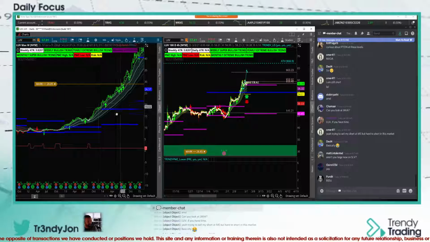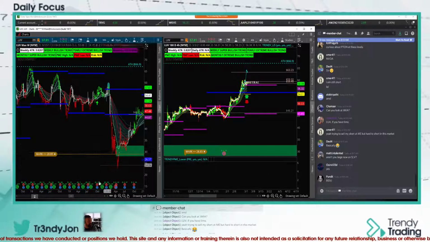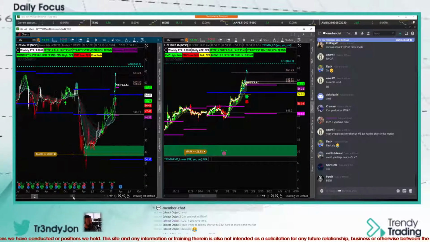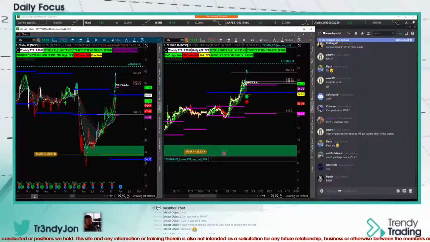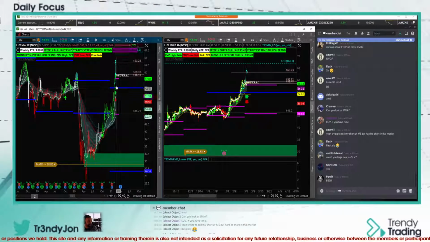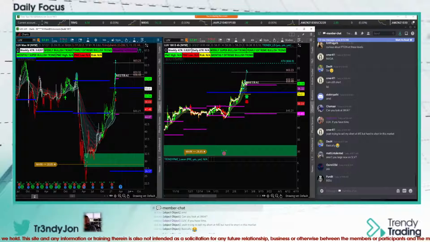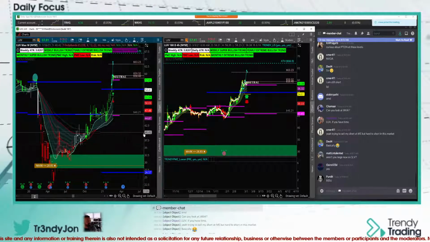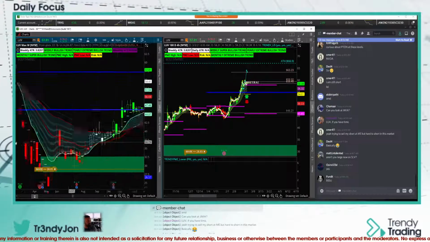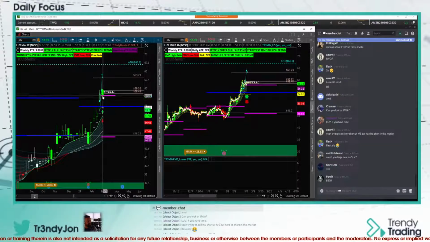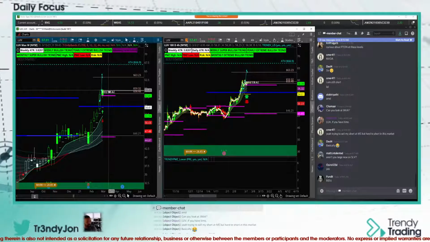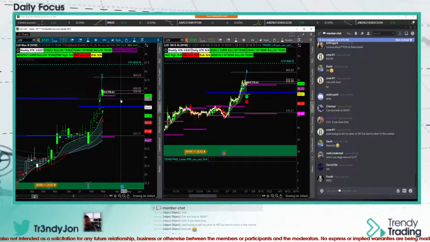What I'm looking for in these cruise lines and airlines is just a really big break to the upside. We got some nice candles a couple weeks ago. Now we're just basing in here, and I'm looking for that continuation. This is just an inside week at the moment. So next week could be that bigger move into 63.